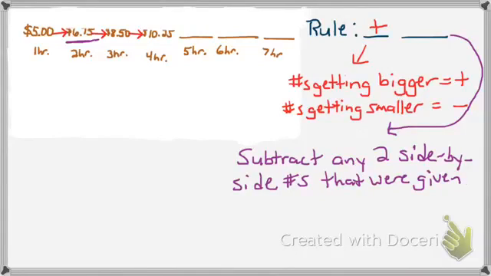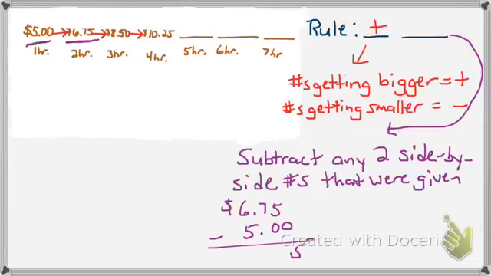I tend to like to take the first two, so I'm going to take my $6.75 and my $5. Remember, when we subtract, our largest number always goes first. So what's more money? Is $6.75 more money, or is $5 more money? Well, $6.75 is more. So I'll say $6.75 minus $5, and I'll go ahead and subtract.